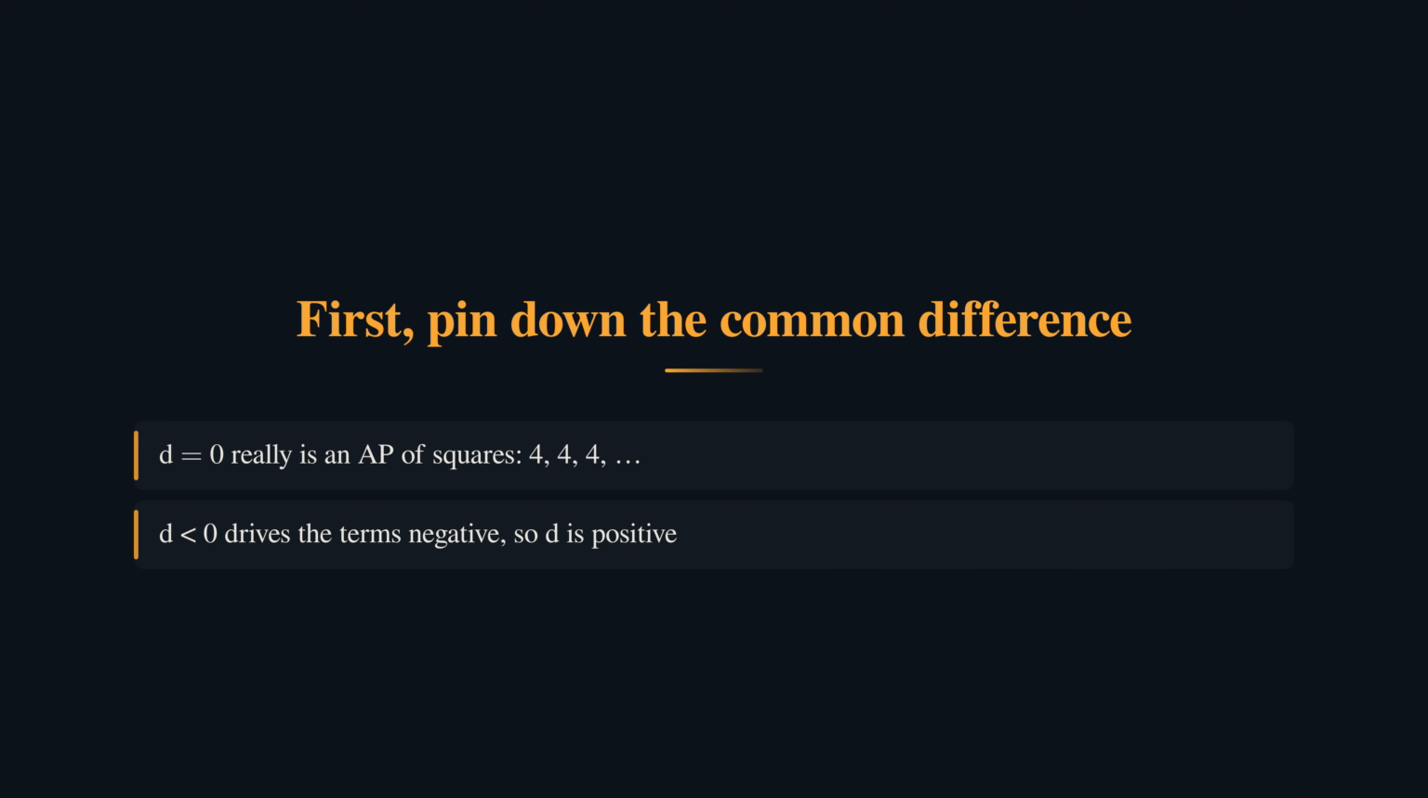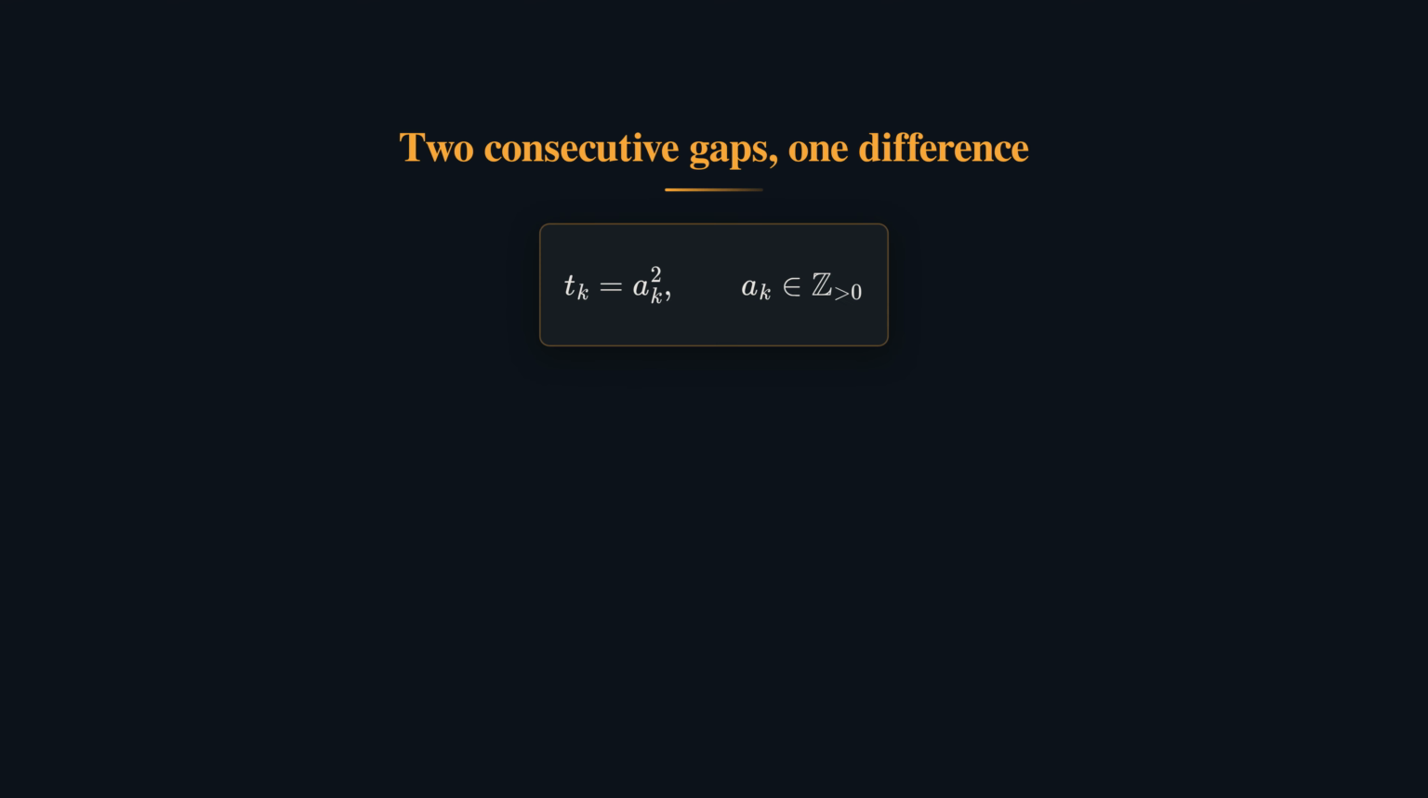And if the common difference is negative, the terms eventually drop below 0 and cannot be squares. So from here on, the common difference is positive. Every term is a perfect square, so every term has a whole number square root. Give those roots a name. The kth term is a_k squared, and a_k is a positive whole number. These are the roots, and the gaps between them are what the descent will be about.